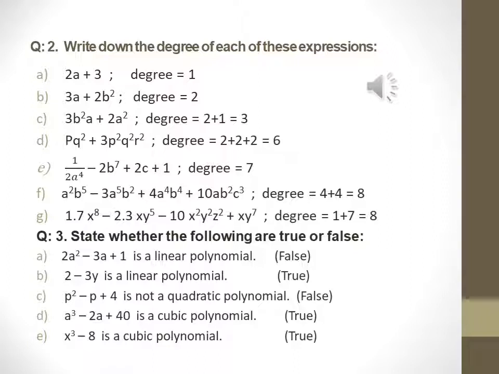In part C, we are given p square minus p plus 4 is not a quadratic polynomial. This is false because it is a quadratic polynomial because it has degree 2. In part D, we have a cube minus 2a plus 40 is a cubic polynomial. Yes, absolutely correct. This is true because the highest power of the variable a is 3. So it is a cubic polynomial. In part E, x cube minus 8 is a cubic polynomial. Correct. This is also the true statement.